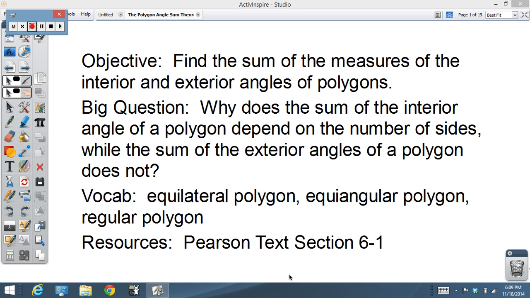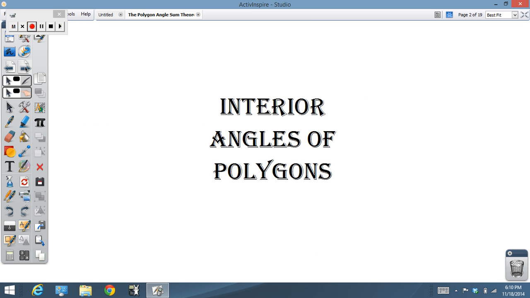So we're in section 6.1. We're going to talk about the angles and the measures of interior and exterior angles in all polygons. Okay, I'll give you a few formulas that work with those. All right. So, big question, why does the sum of the interior angles of a polygon depend on the number of sides, and the sum of the exterior angles of a polygon doesn't? All right, so we'll talk about equilateral polygons, equiangular polygons, and regular polygons, and let's get it going.